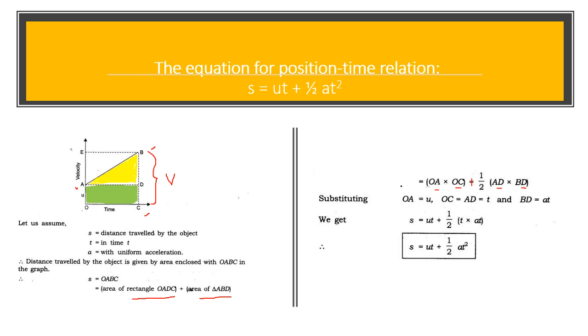And now you have to substitute all the values. What is OA? OA is initial velocity and OC is time taken. AD is also time taken. BD is change of velocity, that is nothing but A into T, that we saw in the previous derivation. BD equal to A into T. Now substitute all the values. Distance is S equal to U into T plus half into T into AT. This is nothing but S equal to UT plus half AT squared.